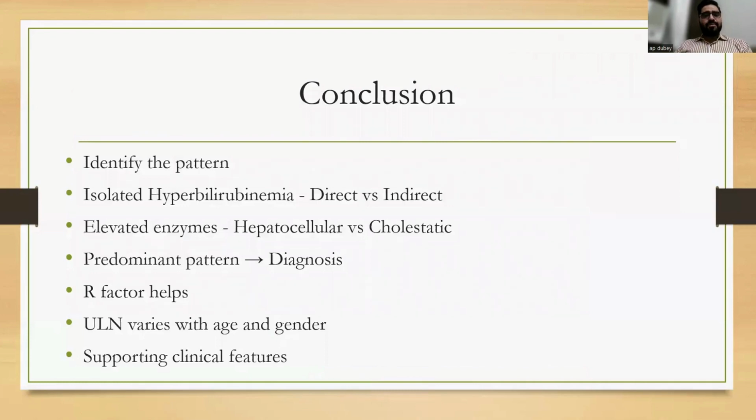So to conclude, whenever we see a liver function test, first we need to identify the pattern. If only serum bilirubin is raised, then we label it as direct or indirect. Whereas when enzymes are elevated, the interpretation will be guided by the magnitude of elevation of the respective enzymes rather than which fraction of bilirubin is raised. If hepatocellular enzymes are predominantly raised, it will be a hepatocellular pattern; if cholestatic enzymes are raised, it will be a cholestatic pattern. Whenever in confusion, or whenever both markers are very significantly raised, we'll calculate the R factor.